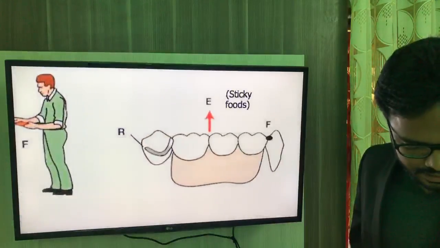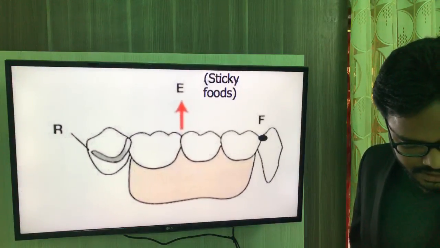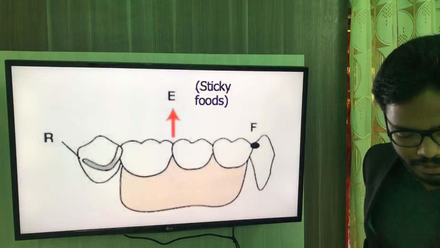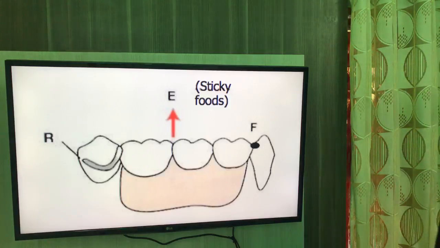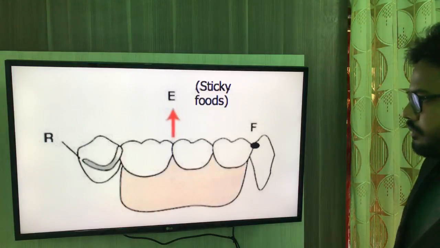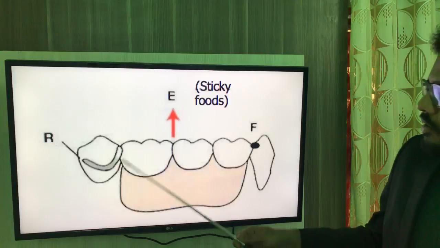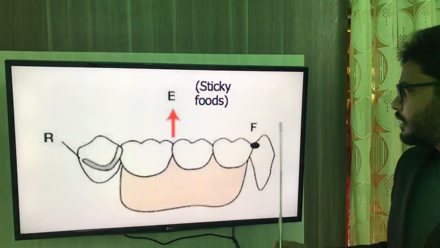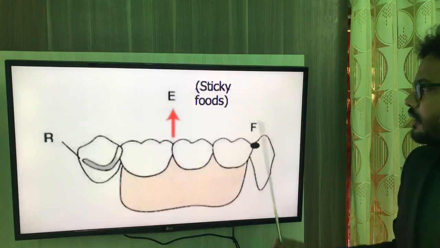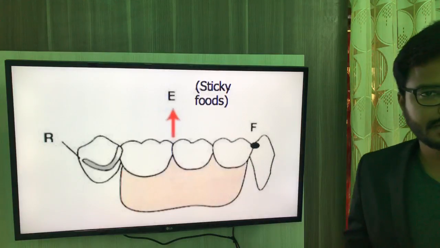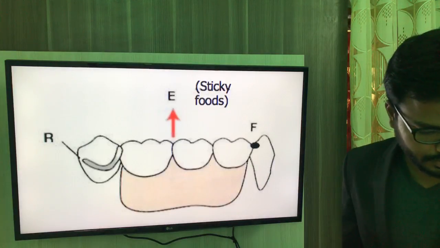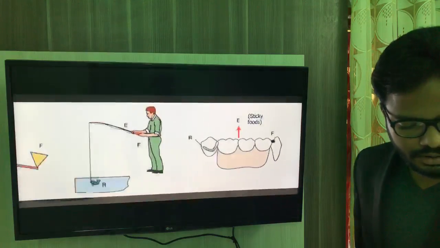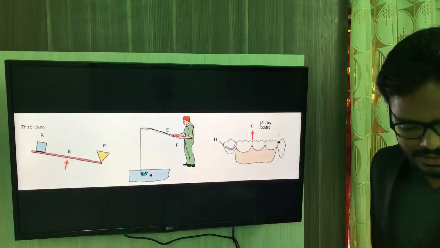And you can see here a beautiful illustration with a removable partial denture with natural teeth on either side. So you have a retainer which acts as a load arm or resistance, and you have the fulcrum on one side, and there can be occlusal forces or sticky foods, right? So these are your 3 classes. You can apply the same anywhere.